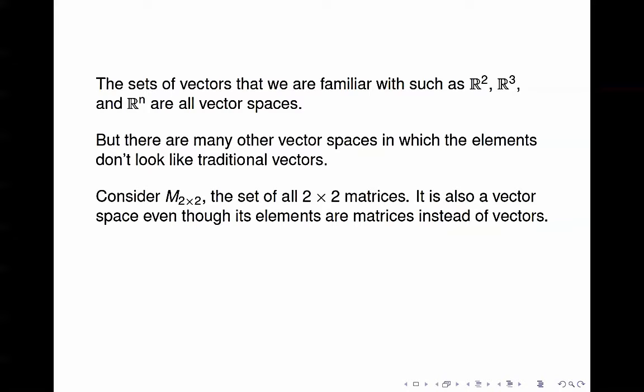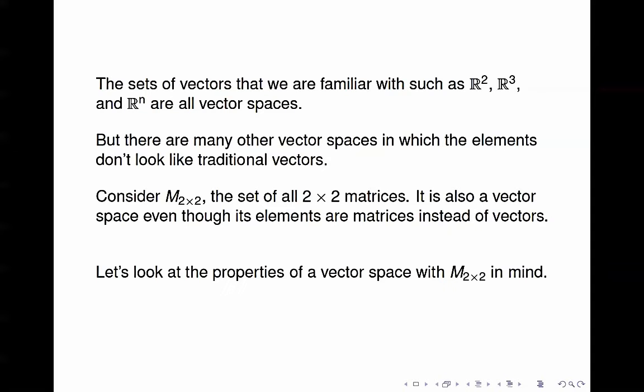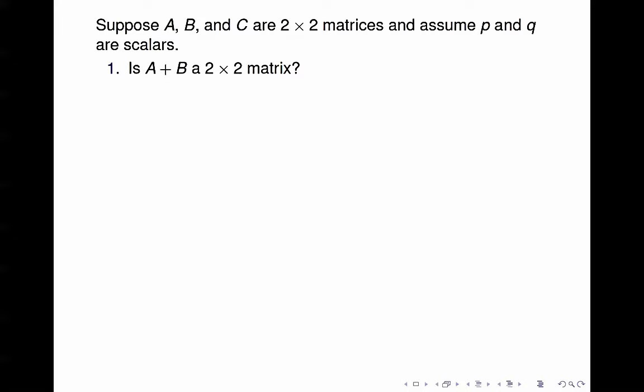Turns out that M sub 2 by 2 is also a vector space, even though its elements are matrices instead of vectors in the traditional sense. So let's go back through those properties with M sub 2 by 2 in mind. Suppose that A, B, and C are 2 by 2 matrices, and that P and Q are scalars. Property number 1: if we add A and B together, do we get another 2 by 2 matrix? This is saying, is M sub 2 by 2 closed under addition? And clearly it is. If you add two 2 by 2 matrices together, you get another 2 by 2 matrix.